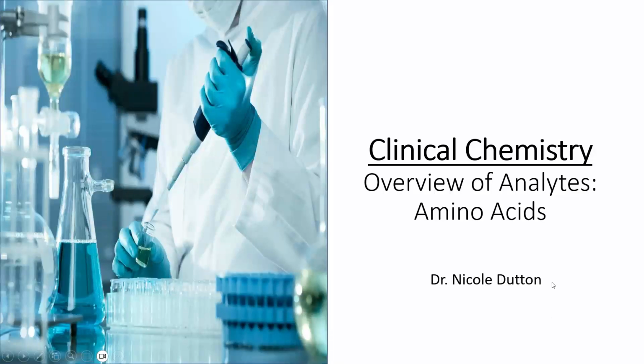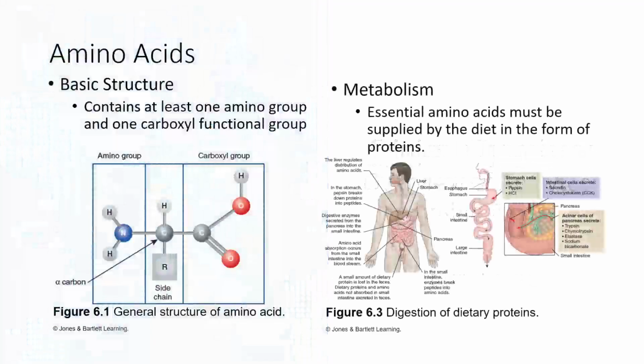Overview of analytes, amino acids. The basic structure of an amino acid is depicted here. You can see it has an amino group, NH2, a carboxyl group, COOH, and then this central carbon and hydrogen known as the alpha carbon, and a side chain that's connected to it. This R group or side chain determines the identity of the amino acid.